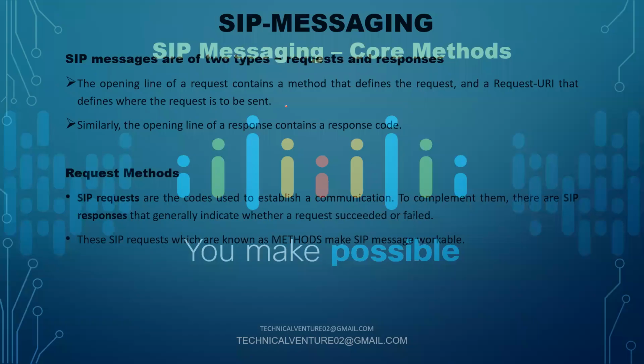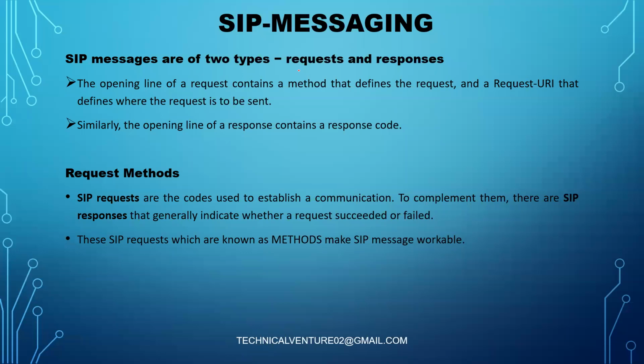As we know, SIP messages are of two types, request and response. The opening line of a request contains a method that defines the request and a request URI that defines where the request is to be sent. Similarly, the opening line of a response contains a response code. Request methods: SIP requests are the codes used to establish a communication, and to complement them, there are SIP responses that generally indicate whether a request succeeded or failed.